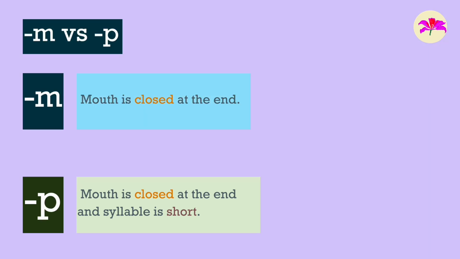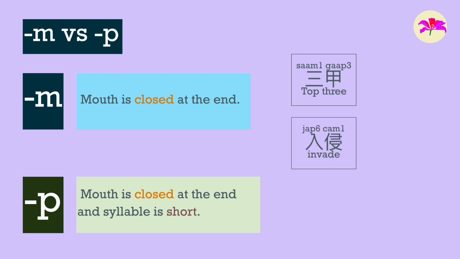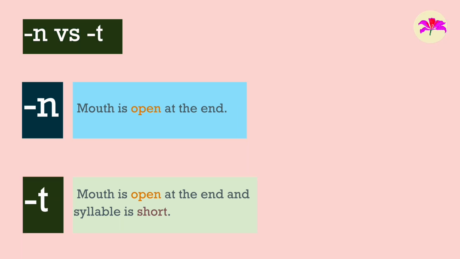Now let's look at the comparison between the endings M and P. Now let's look at the examples. The first example, the second word is short. 三甲 top 3. Second example, the first word is short. 入侵 invade. Third example, the second word is short. 心急 impatient.